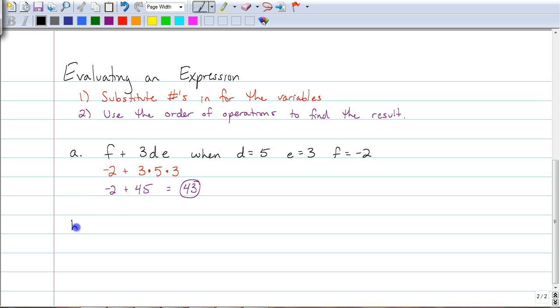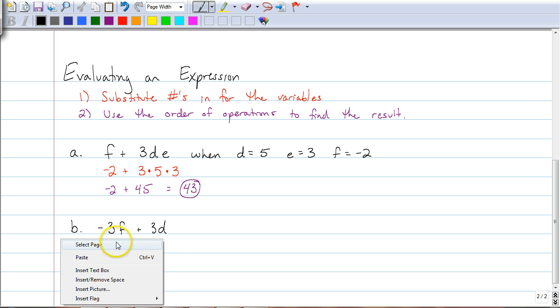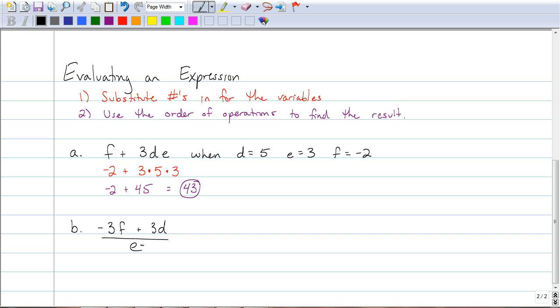Well, now I want you to try this next example on your own. This next one is negative 3 times f plus 3 times d, all of which is going to be divided by e. So I want you to work this out. Pause the video and then hit play once you're ready to check your answer.